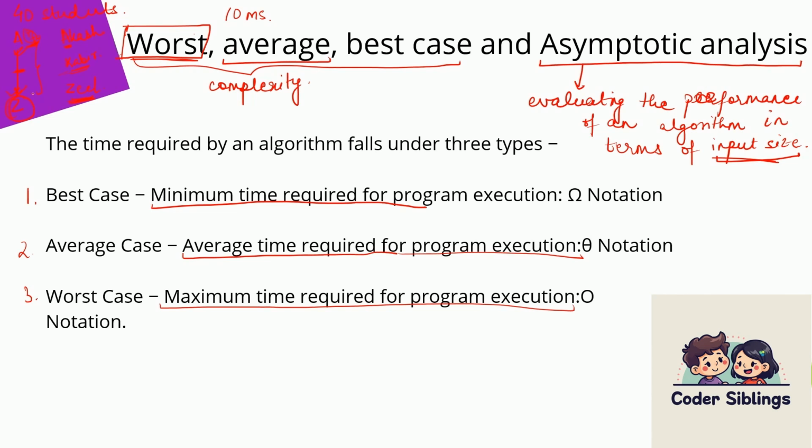Now, in terms of asymptotic analysis, there are certain notations known as asymptotic notations. So, for the worst case, there is the big O notation. For the average case, there is the theta notation. And for the best case, what we use is the omega notation.